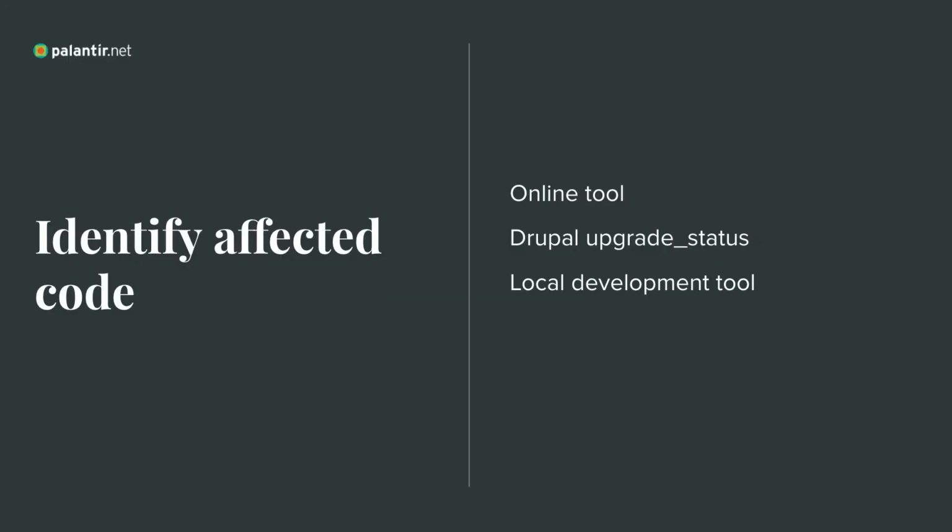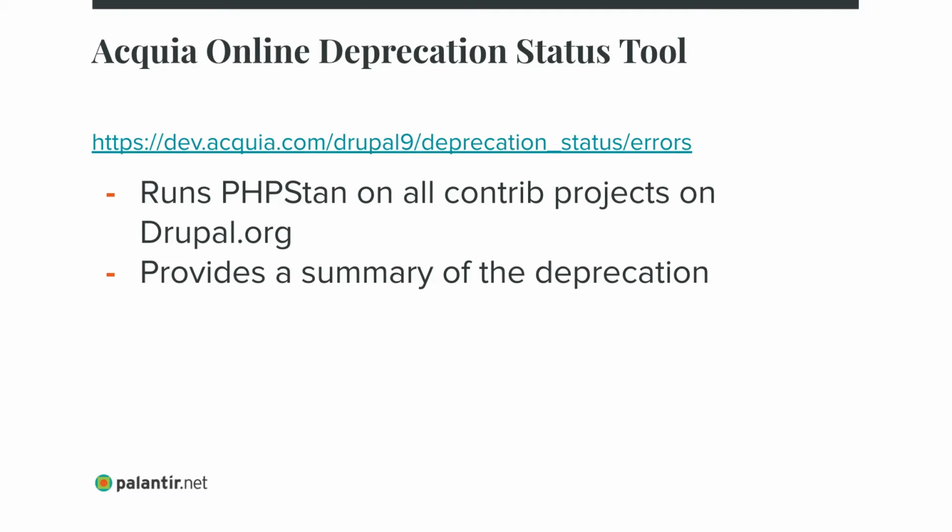So there's a couple tools that you can use to identify the affected code. One of those tools is this tool provided by Acquia on their website. You can visit the website and scan contributed modules and find out what is the status of these. Do they have certain deprecations in them?